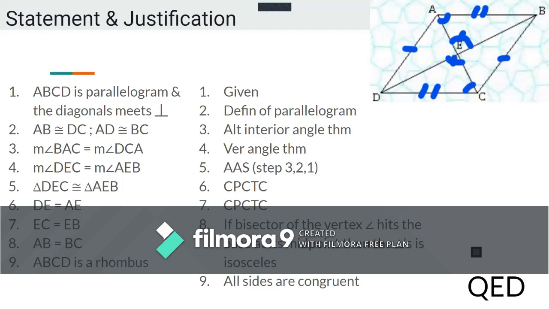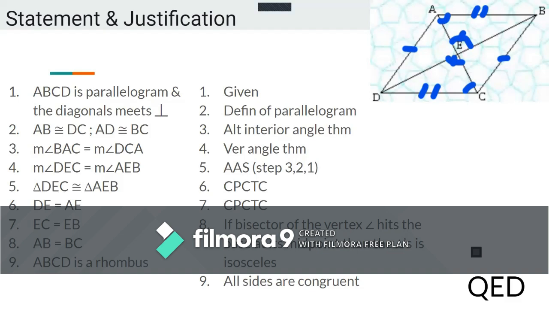And then the measure of angle BAC is equal to the measure of angle DCA. Why? Because of the alternate interior angle theorem, step 4. You can play around with this one a little bit more; I recommend this. The measure of angle DEC is equal to the measure of angle AEB, because of vertical angles.